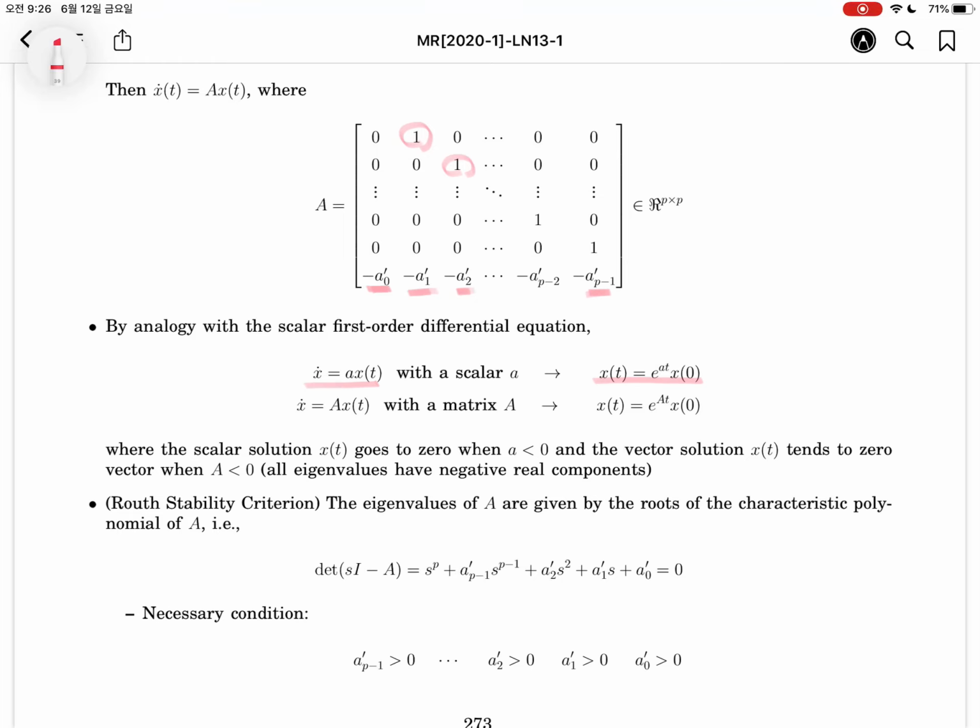Okay, the p coupled first order differential equation is given by the A matrix. The solution is very similar. x(t) is given by e to the At, the matrix exponential, times the initial condition vector. It is called the matrix exponential. This is the exponential function.